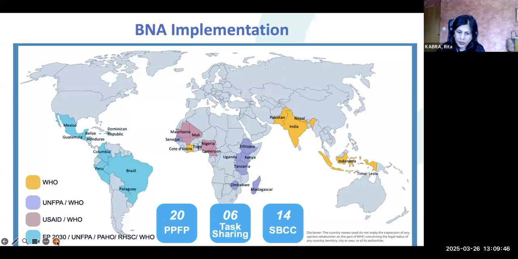And an interesting thing here, which is really worth noting, is that the implementation is not done only by WHO. At country level, we have UNFPA, we have USAID, we have FP 2030, the PAHO, the Reproductive Health Supply Coalition, and many other partners who are working together to implement the protocol. Next, please.